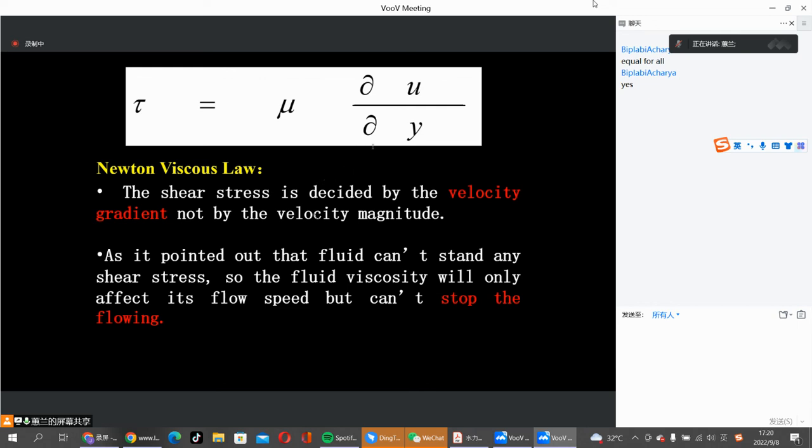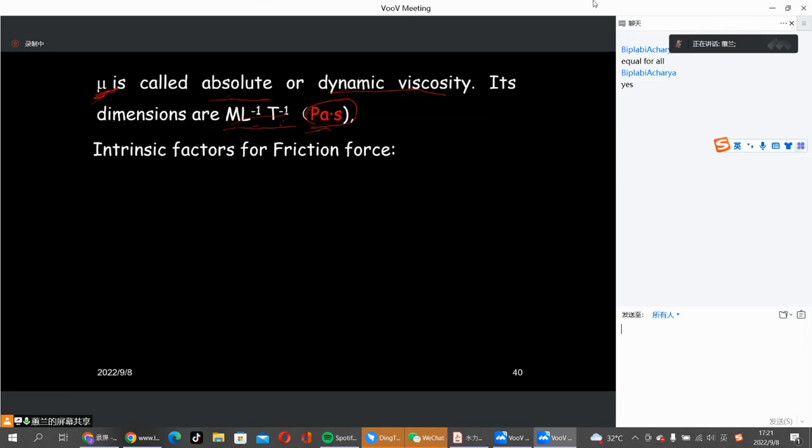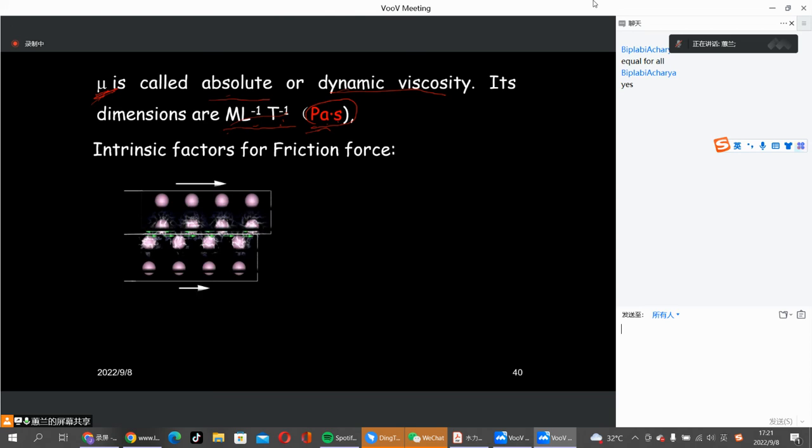Oh, is the viscosity coefficient constant or not? We will see that later. Okay, so it's a very good question. Okay, for the fluid viscosity, here we use the Greek letter mu to indicate it. It is called absolute or dynamic viscosity.